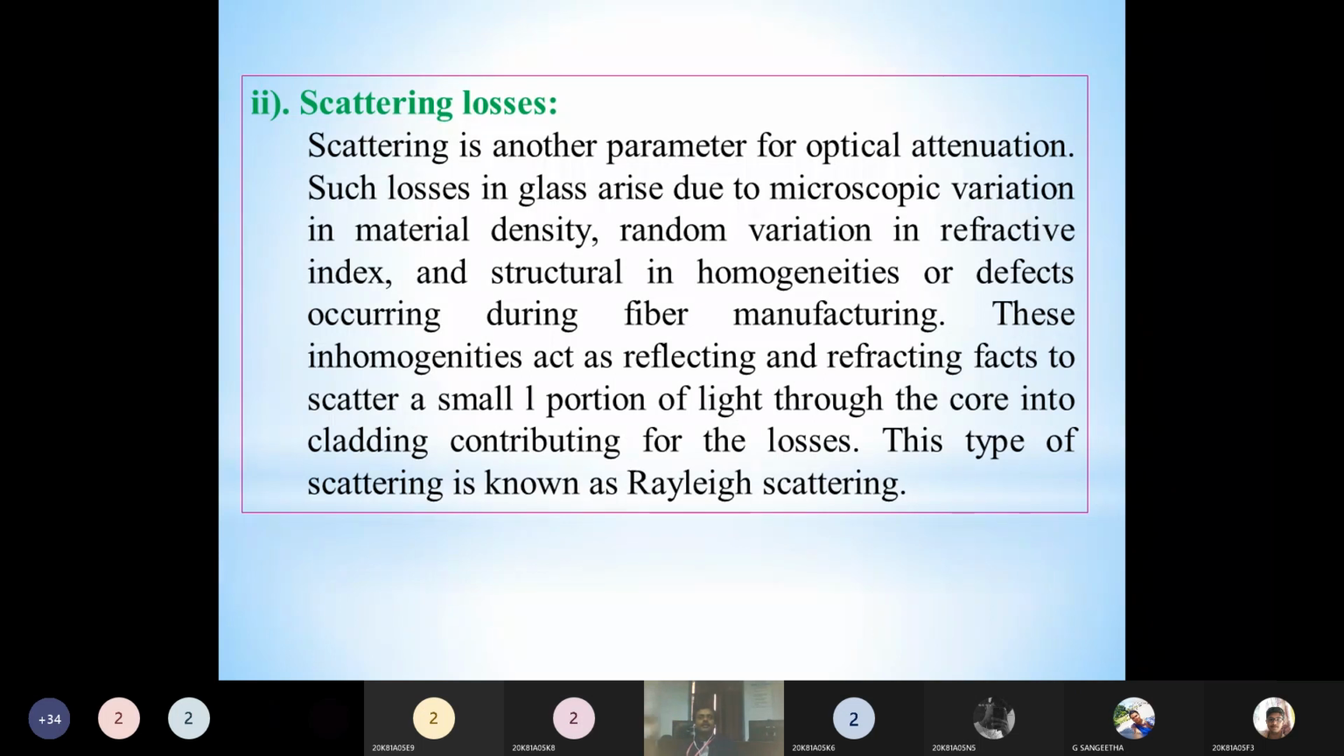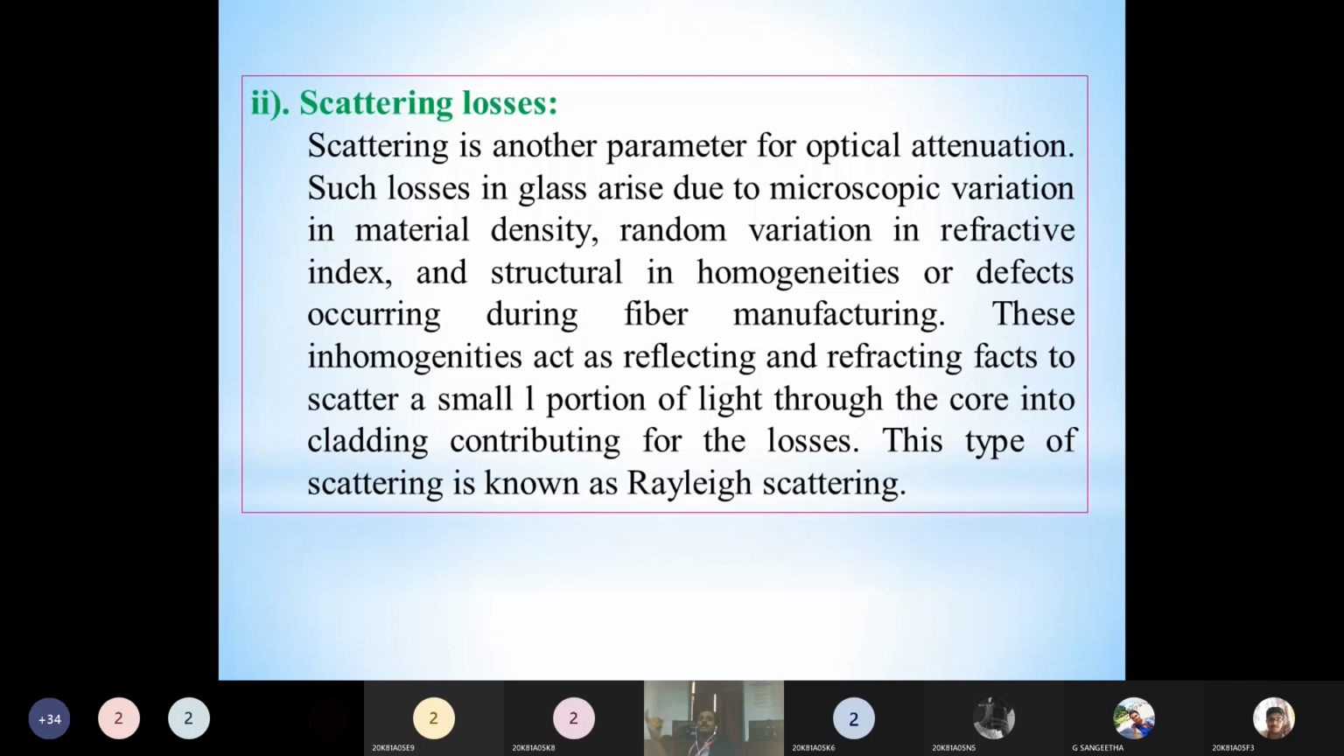Similarly, in the case of an optical fiber, light travels inside the fiber. If any impurities are present, the light will be scattered due to those impurities. Not only impurities, but also manufacturing defects, stress and strain, and defects from working conditions. Due to these defects, scattering will occur.